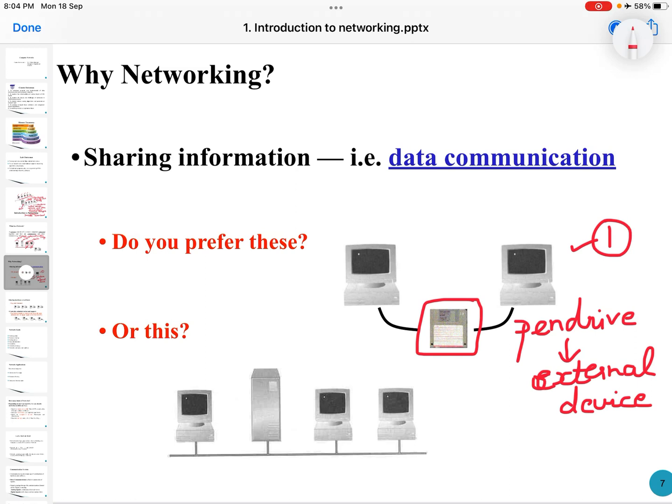So we would obviously prefer this when the quantity of data is large. We will prefer the method where one computer is connected to the other computer, and you can share the information, the data, without the need of any external device. So this is what you will prefer when larger data is there.